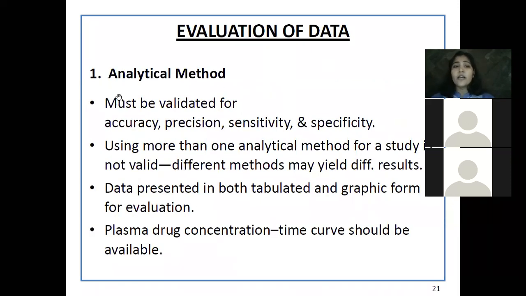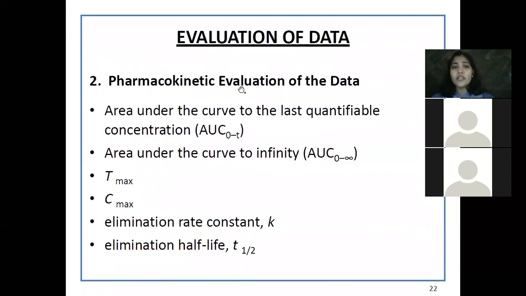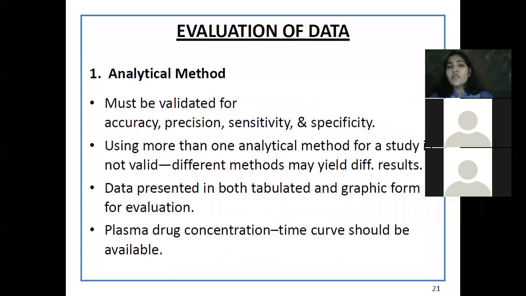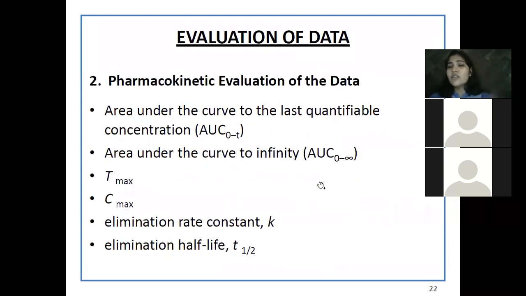Evaluation of data will have analytical methods mentioned in it, and also pharmacokinetic evaluation of the data, that means Tmax, Cmax. You will be using software such as ANOVA, which is very popular in biostatistics, for evaluation of the study data. Two-sided or one-sided test procedures all depend on how the protocol is designed. I'm not going to talk about evaluation of data because this is the biostatistical part. When we study biostatistics, we can look into it.